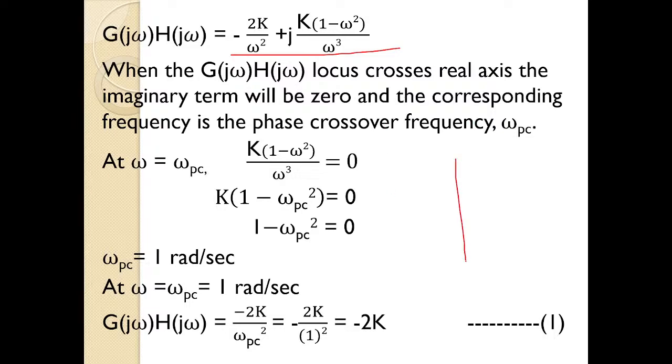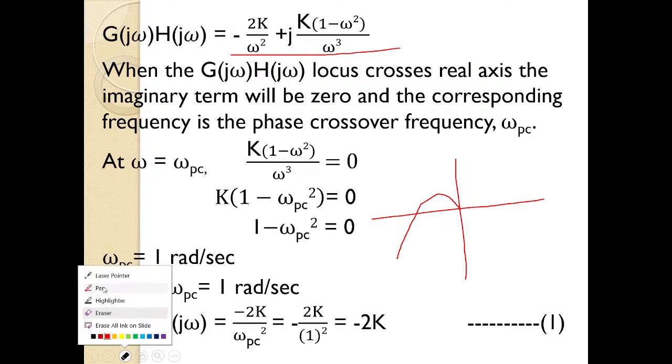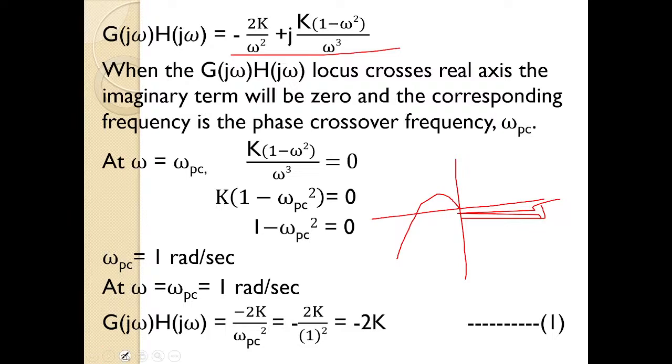Now, we know the polar plot, isn't it? We know the polar plot. Let us assume this is some plane. Suppose this is my polar plot, just for example, in order to explain. Let us assume this is my real axis sigma and this is my j omega axis. So this is sigma, this is j omega.